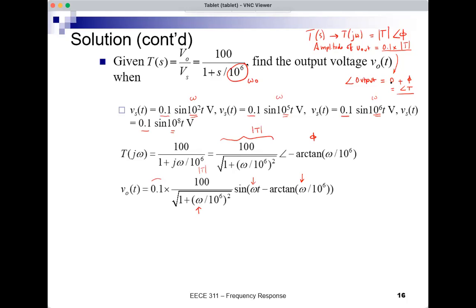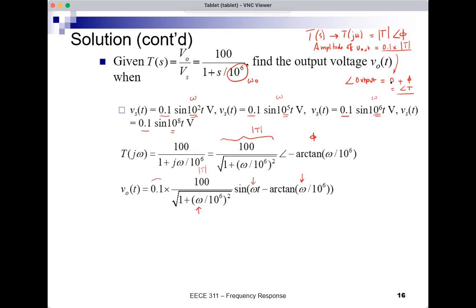So when I have a frequency which is 100 and my omega 0 is 10 to the 6, this means that omega is much less than omega 0. 100 is much less than 1 million. So I'm close to DC, really. I'm at some very low frequency. And what did we say about very low frequencies that are close to DC?